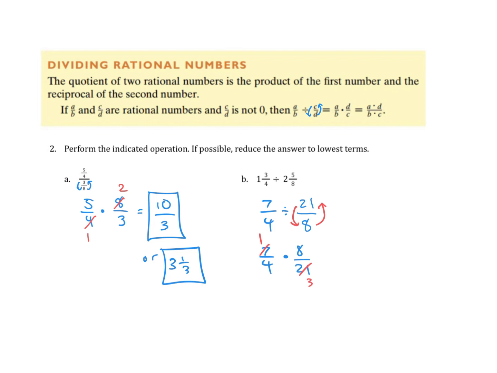And the 4 and the 8 can be divided by 4. 4 divided by 4 is 1. 8 divided by 4 is 2. And then top times top, 1 times 2 is 2. Bottom times bottom, 1 times 3 is 3. We get 2/3.